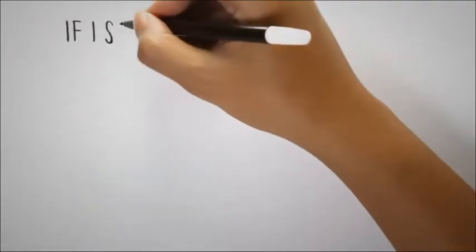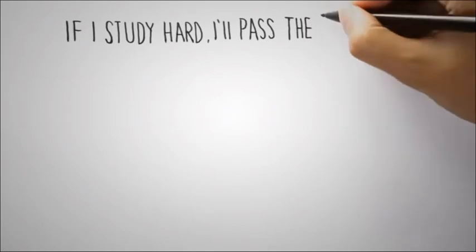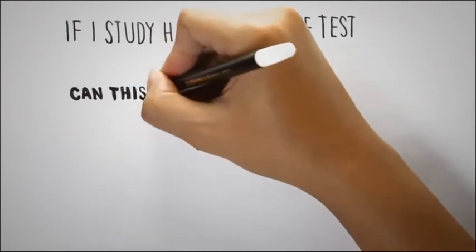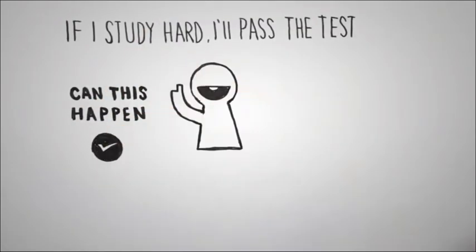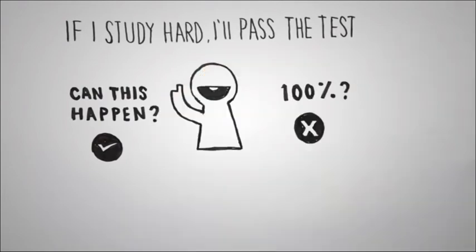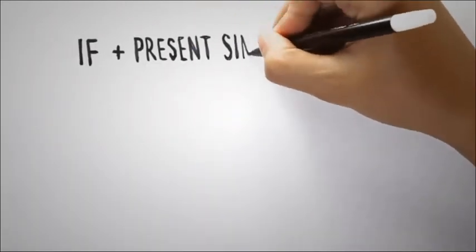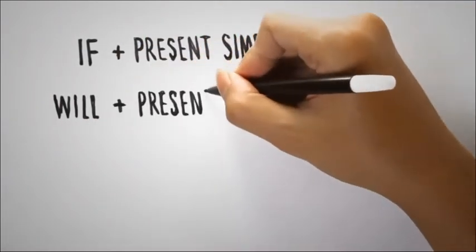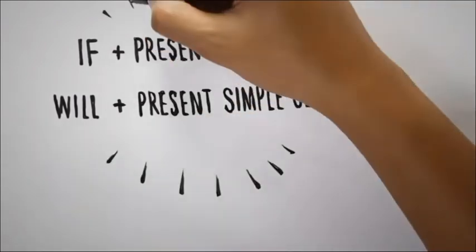Let's look at an example. If I study hard, I'll pass the test. Is there a chance for me to pass the test if I study hard? Yes. Can this happen? Yes. Does it mean my passing is 100% guaranteed? No. But the test is a very likely thing that can happen. And that is a first conditional sentence. It has the structure of if plus present tense clause, will plus present tense clause.